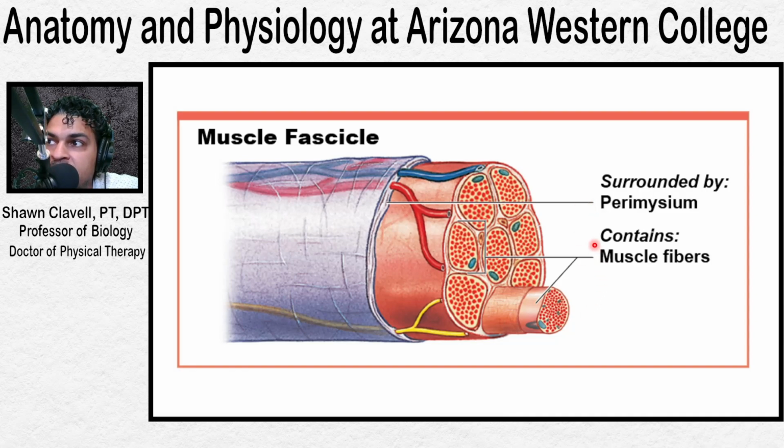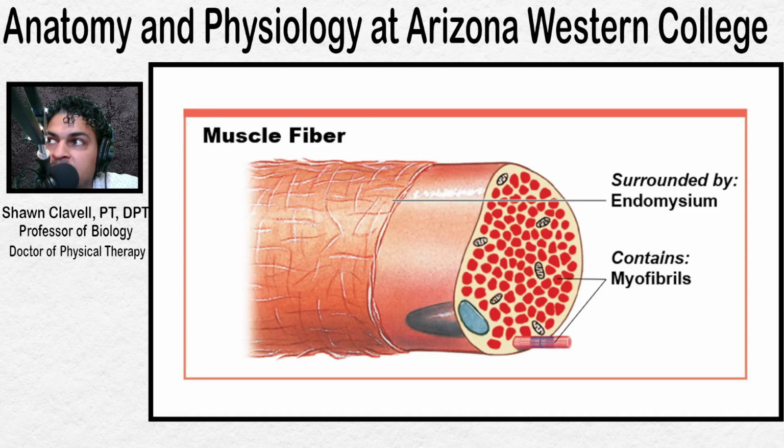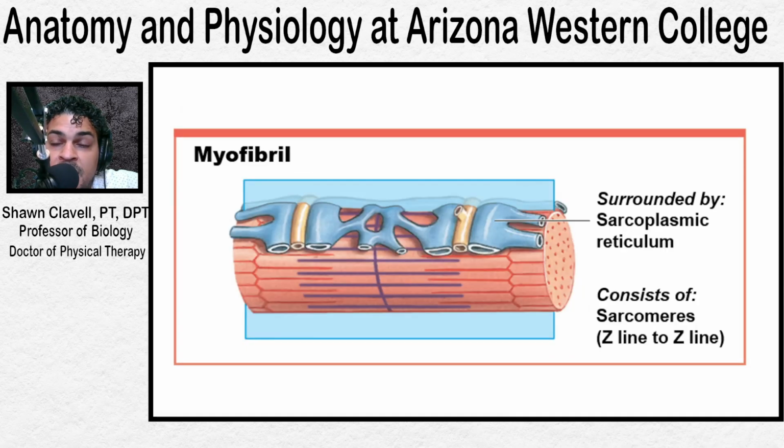and each fascicle contains muscle fibers. So you can see that these muscle fibers are there. And now each muscle fiber is surrounded by the endomysium and contains myofibrils, right? Myofibrils. So you can see that endomysium and the myofibrils. And now stay tuned, because in the next section here, we'll be looking at the microscopic anatomy of the muscle tissue here, where we look at the myofibril.